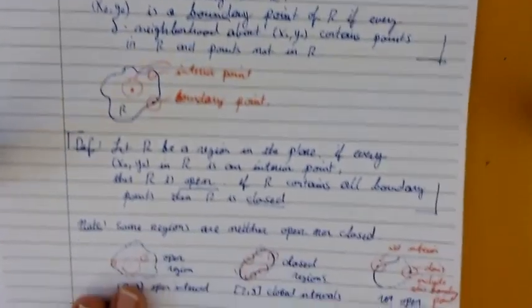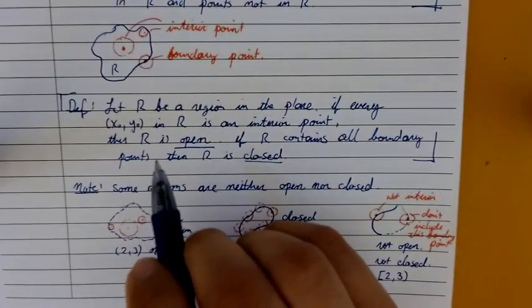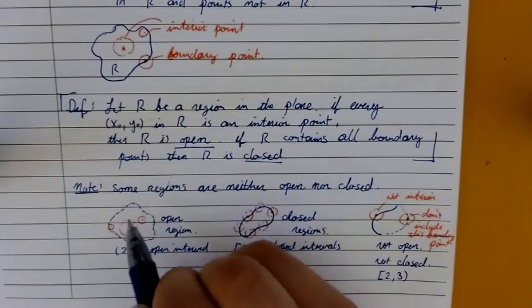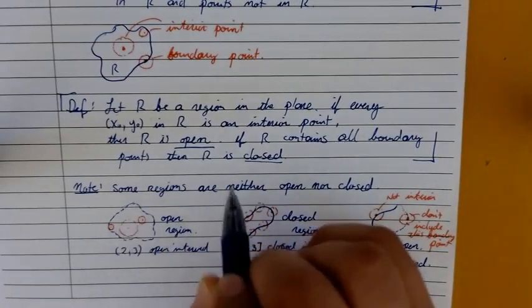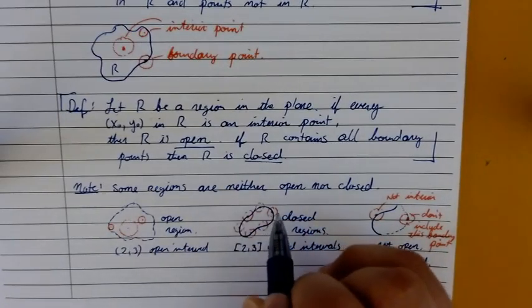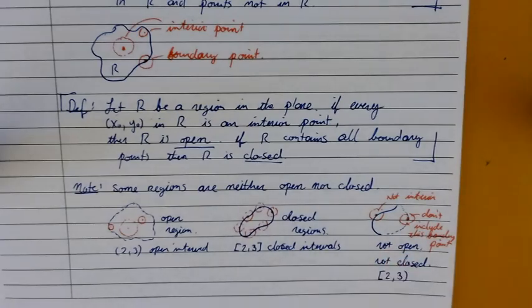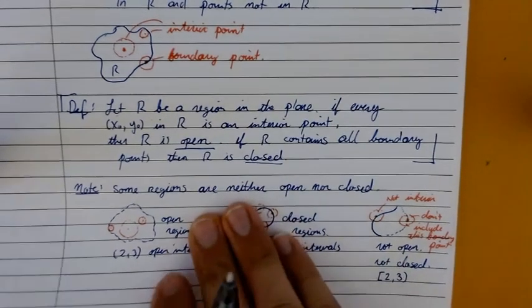interior points. What does it mean for a region to be open? All the points are interior points. Closed, all your boundary points are included. It's possible to be neither. With those three definitions established, now we can give the main definition for this section. Let's define how a limit works for a function of two variables.